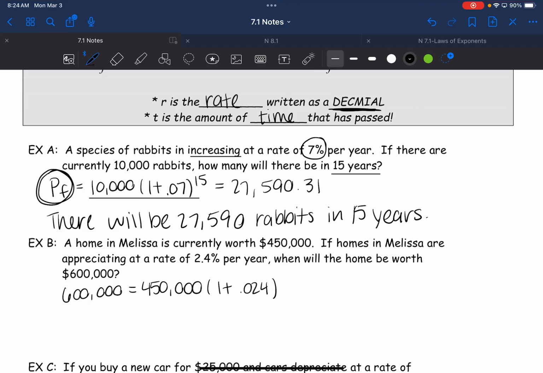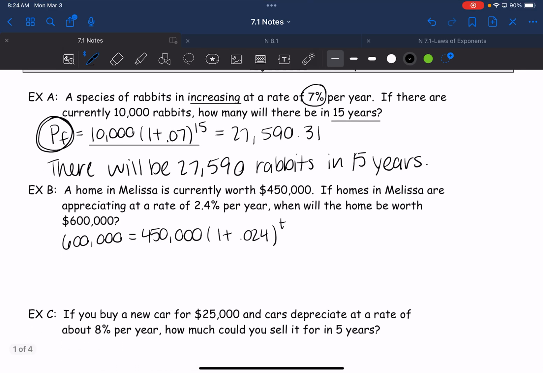But they're asking us when the home will be worth this amount. So the part we don't know is the time, right? We don't know t. That's what we're looking for, okay? So here we don't want to have to rewrite it as a logarithm because we have not gone over logarithms yet. So we're going to use our calculator to help us out here. I just want two terms that I can put into my calculator. If I was trying to solve for t, I'd want to start moving stuff to the other side, right? So how could I move 450,000 to the other side? Divide, right. So I could divide both sides by 450,000 here.